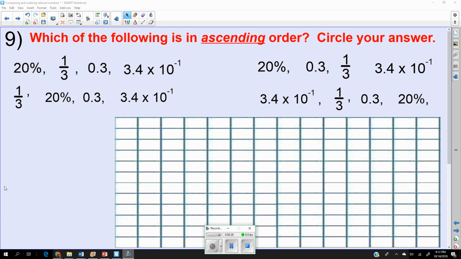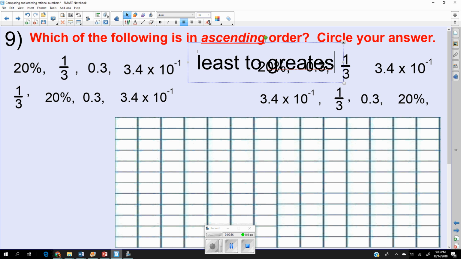So I always have to think, okay, let's see. I know that if you're on a mountain and you're going down, you're making the descent. So descending order would be going from the top to the bottom, which is bigger to smaller. So ascending means to go from the bottom up. So we're going from least to greatest. Okay, I'm going to write that down. We're going from least to greatest.